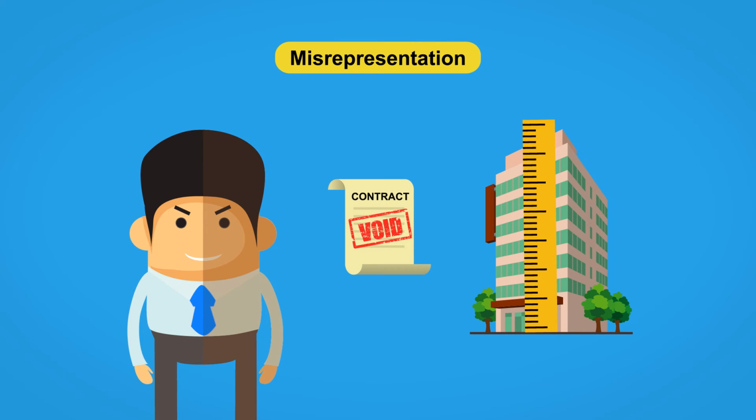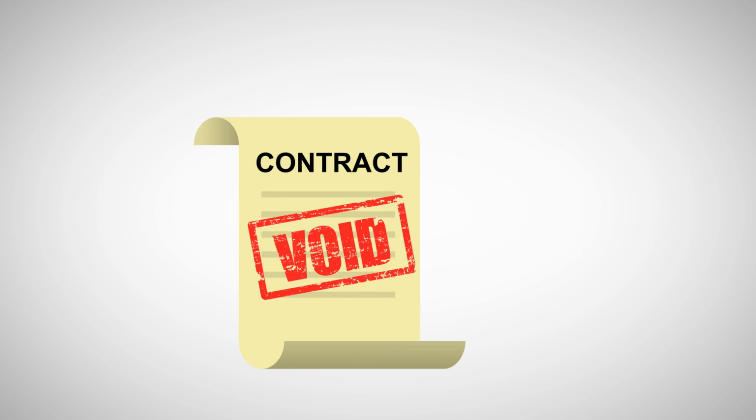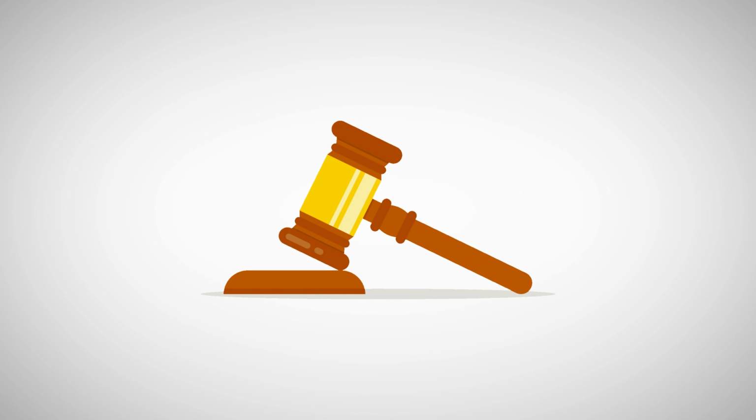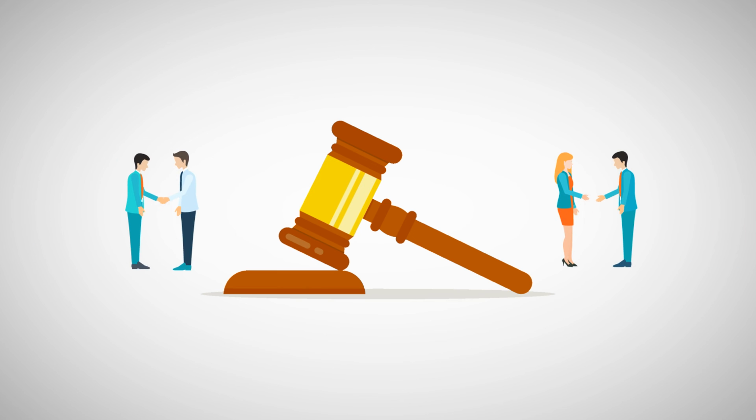By allowing these defenses of mistake, misunderstanding, and misrepresentation, contract law seeks to protect parties from being bound by agreements that they never meant to be bound by. These are consistent with the general contract law goals of protecting the reasonable expectations of reasonable people.